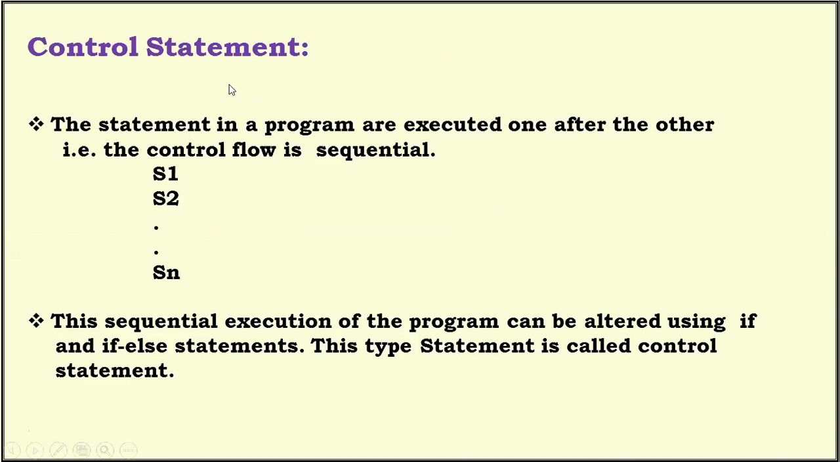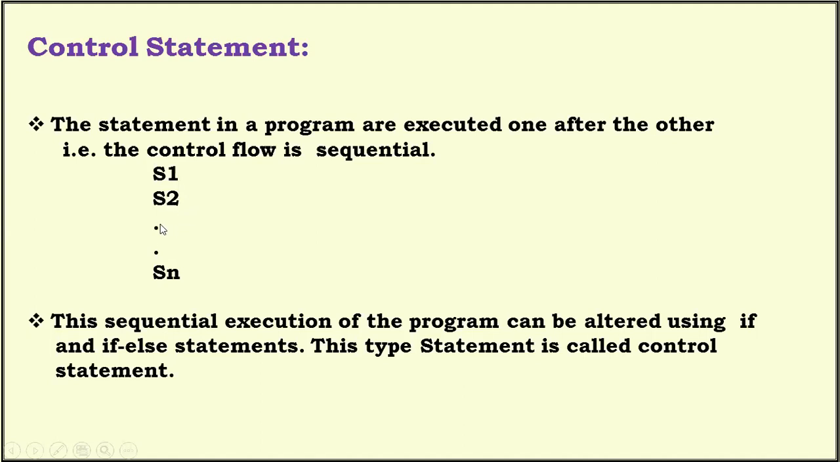A control statement: if you look at any program, it is sequential in nature. The statements in a program are executed one after the other. That is, the control flow is sequential. It executes statement 1, instruction 1, then statement 2, statement 3, and so on. It is going to execute one instruction, one statement after another.